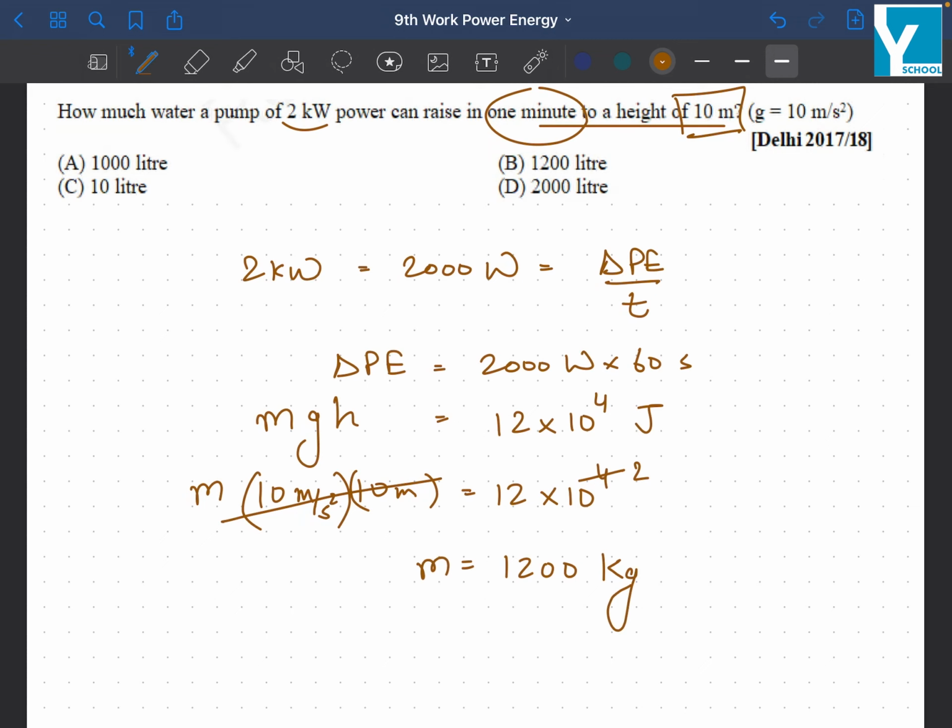So mass is equal to 1200 kg, which is equal to 1200 liters, because we know that the density of water is 1 kg per liter. So we have 1200 liters of water. All right.